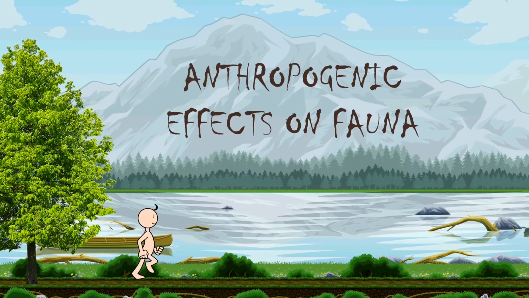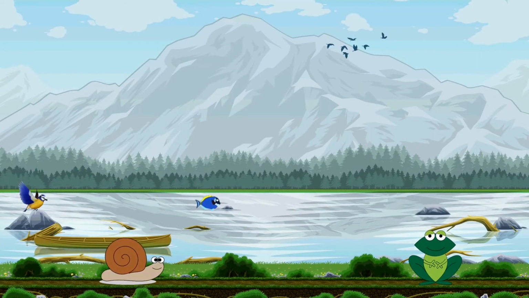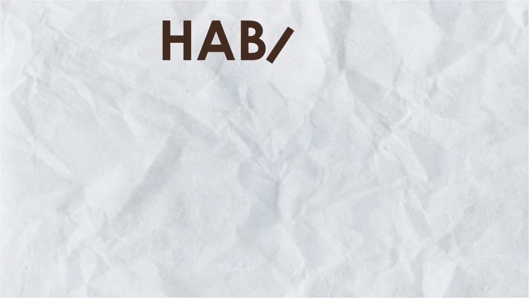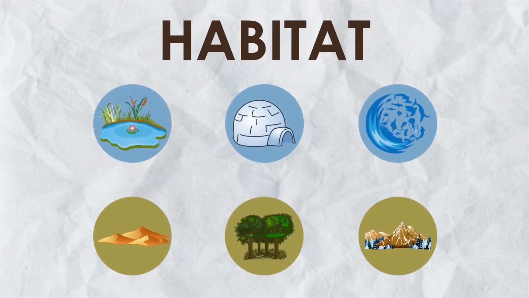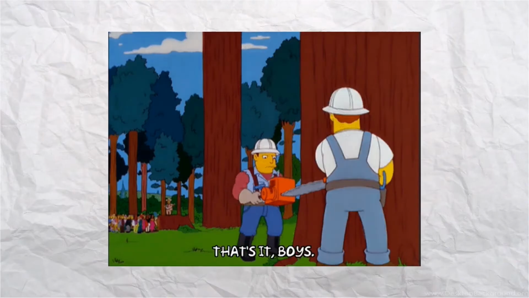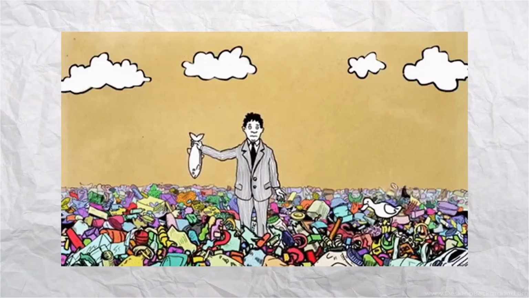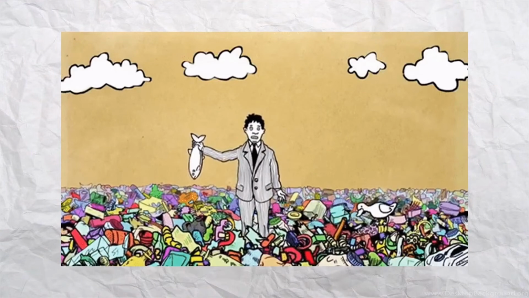Anthropogenic effects on fauna. Every living creature requires space to live and to reproduce. The natural environment of a plant, animal, or other species is known as its habitat, and it is vital that this be preserved for the ongoing survival of both individuals and species. Unfortunately, due to the impacts of most human activities, a significant number of habitats of animal species are at risk.